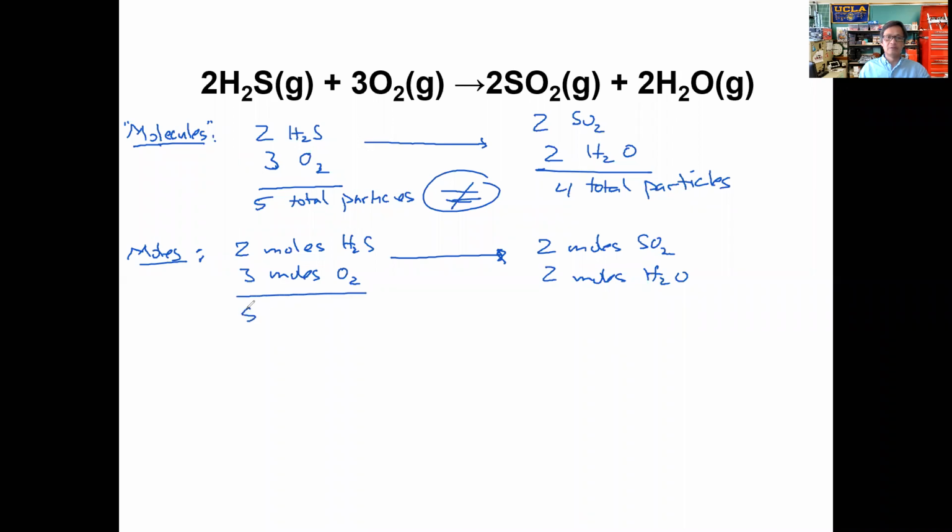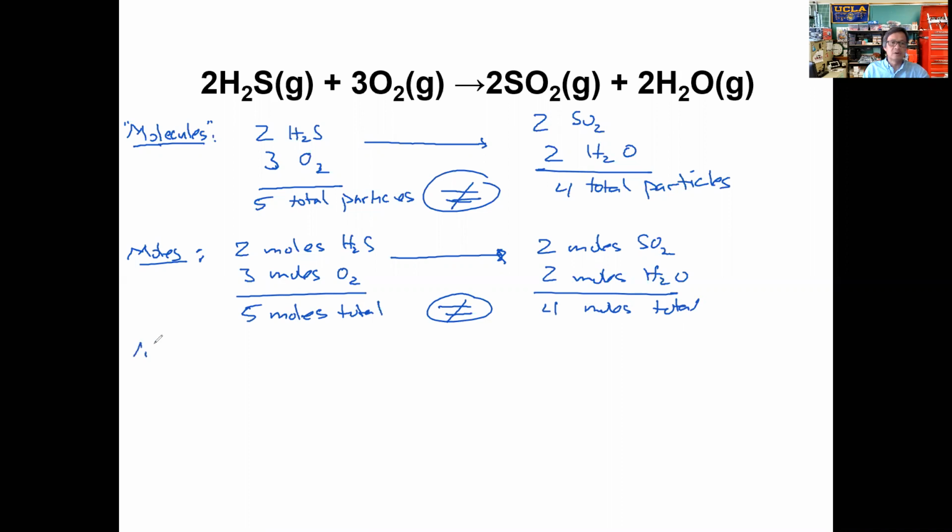Again, you'll notice that we don't conserve moles here. Moles are not conserved, meaning they're not the same on both sides, because we start out with 5 moles total on the left. We have 4 moles total on the right. And again, they're not the same. Thus, we don't see conservation occurring at that level either. All right, so let's go ahead and do masses.